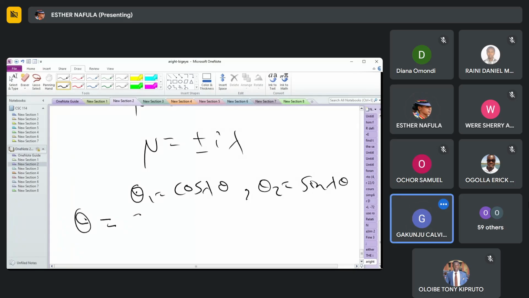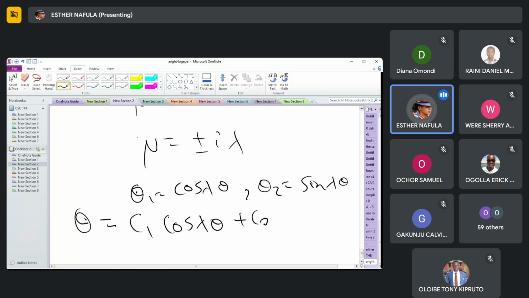The general solution? C1 cos lambda theta plus C2 sin lambda theta. Now, since we've already used C1 and C2 in solving equation 1, let's use C3, C4, because they are not supposed to be the same. So we can use C3 cos lambda theta plus C4 sin lambda theta.